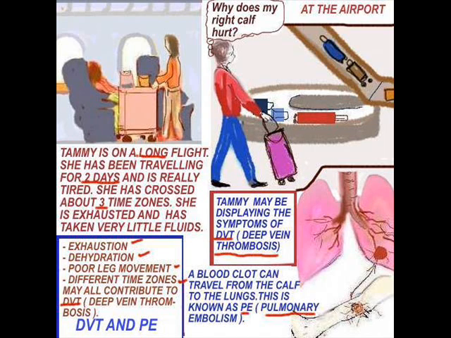DVT, deep vein thrombosis. Well, all put together with the exhaustion, dehydration, poor leg movement, which is really one of the main things that causes this problem, will all lead up to this DVT, deep vein thrombosis. And it's unfortunate that on occasion it does happen that a clot known as an embolus breaks off and migrates to the lungs, resulting in something called PE, pulmonary embolism. Usually blood thinners are used to prevent this progressing any further. So DVT and PE sometimes go hand in hand. A patient who has DVT is at risk for a PE.